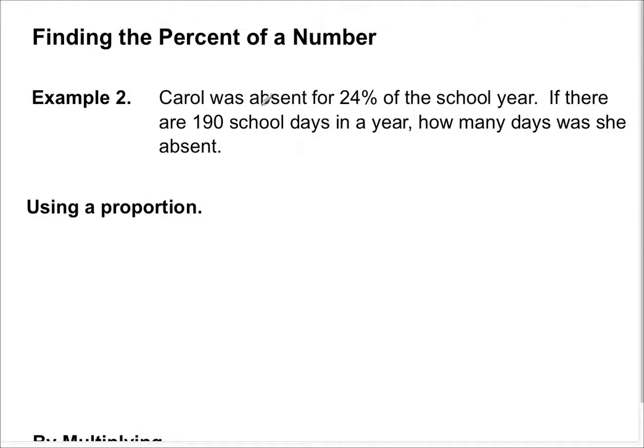Okay, so this time we've got the percentage for her being absent, so that's what we're going to look at. The first thing we're going to do is change that 24% into a fraction. And you know what that means, 24 out of 100. And remember this bottom is the total, and the total number of days was 190. So we're going to put the 190 on the bottom and then figure this out.